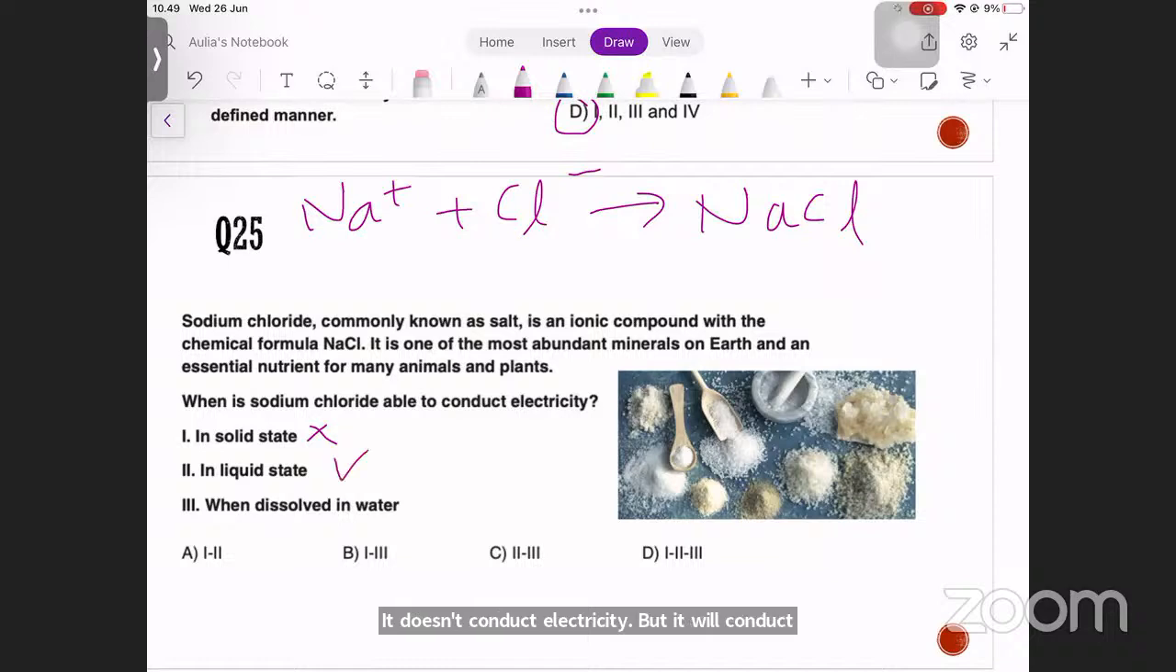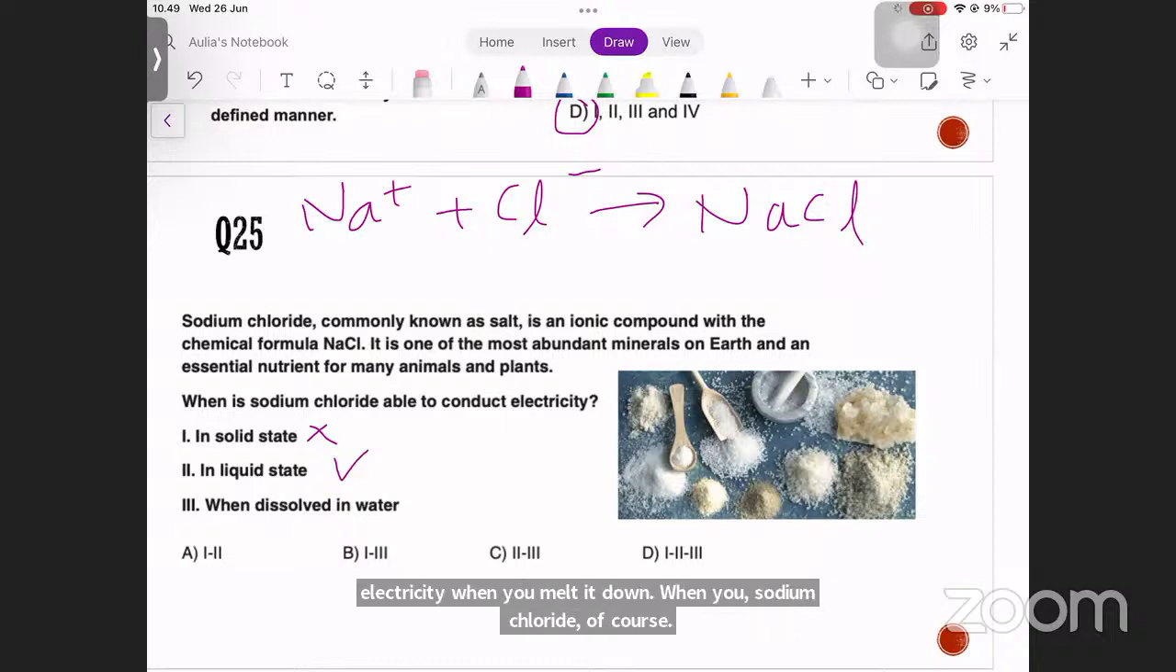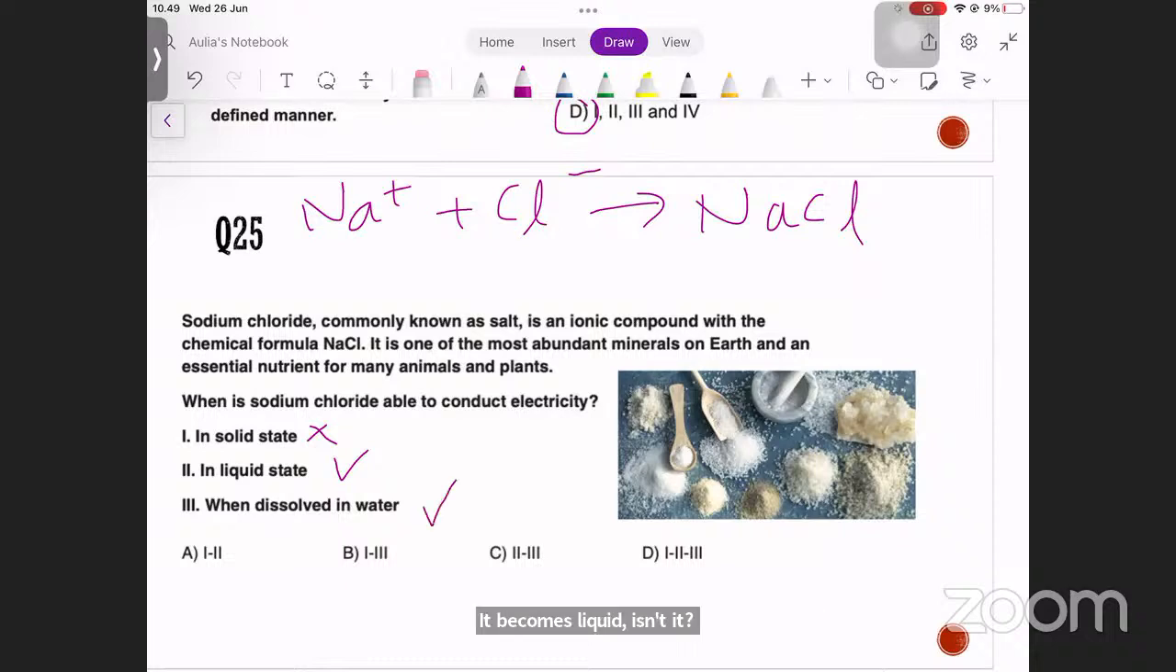it down. When you melt sodium chloride, of course, it becomes liquid, isn't it? Or when you dissolve it into water. It is different between the liquid state and when you dissolve it in water. When you dissolve it in water, you are simply adding sodium chloride, the table salt, into the water. But when you turn it into, let's say, a liquid state, you do not need the help of water at all. So the answer is two and three only.